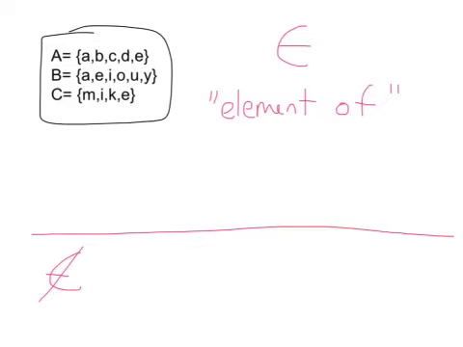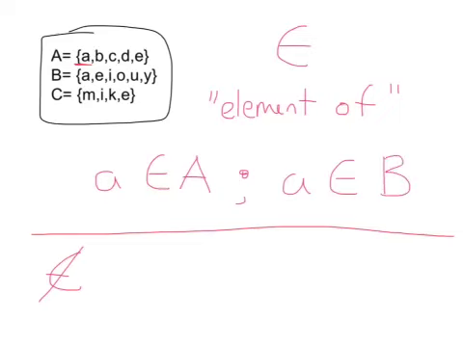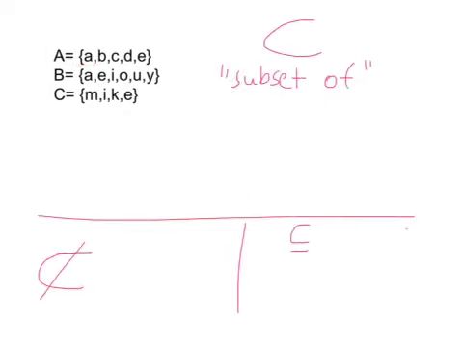Okay, so for the first one, this symbol means is an element of. So we can say something like this. A is an element of set A, which means that A exists in set A. We can also say that A is an element, and remember, element just means one of the things in a set. A is also an element in B, but if it's not an element, we say A is not an element in set C.